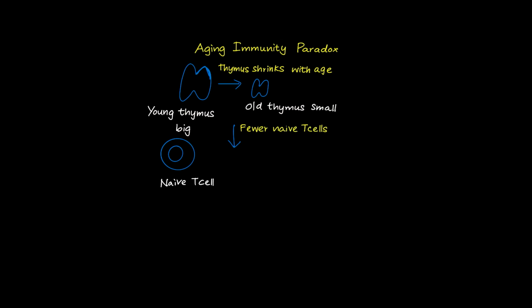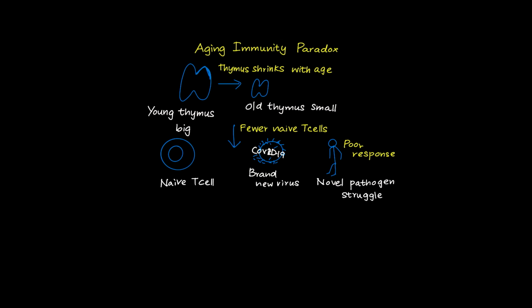With fewer naive T cells in circulation, elderly patients struggle to mount strong responses to novel threats like COVID-19, which was genuinely new to every immune system. At the same time, memory T cells that formed earlier in life against previously encountered viruses like H1N1 or seasonal flu strains remain well preserved. Memory cells do not depend on thymus function and can survive for decades in lymphoid tissue.